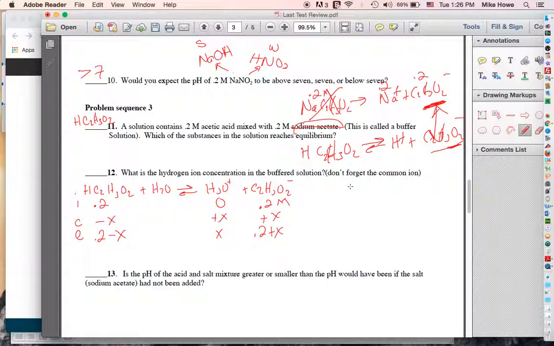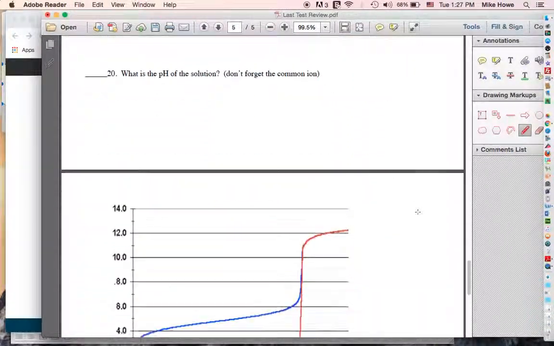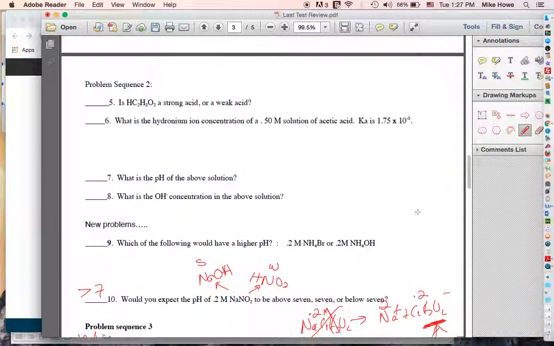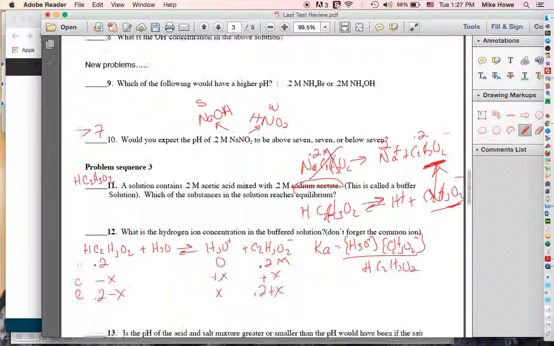So now to set up the equilibrium expression, we know that Ka is going to equal the hydronium multiplied by the acetate divided by the acetic acid. All right, the ionization constant, I hope I gave you somewhere else on this little practice sheet, but I might not have. Oh, it did. Right here it is. So acetic acid is 1.75 times 10 to the negative fifth.